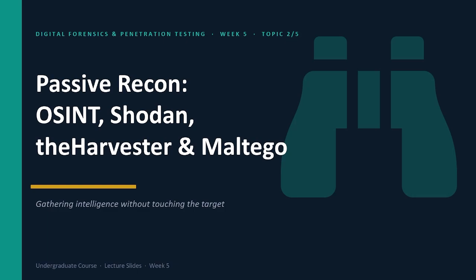Okay, now we're going to talk about passive reconnaissance, and this involves OSINT, Shodan, theHarvester, Maltego. There's a lot of other tools out there. Those are just some of the tools we'll talk about. And there is a homework assignment which has you do passive reconnaissance using Shodan, Dig, and theHarvester on a specific domain to actually learn a little bit more about what is out there.